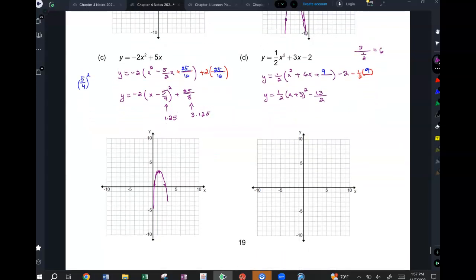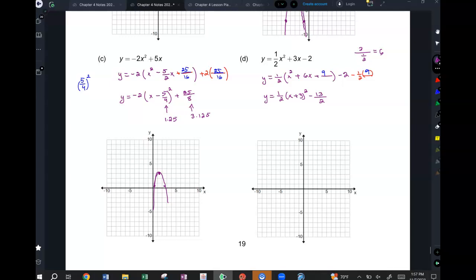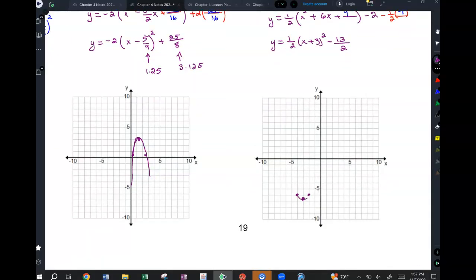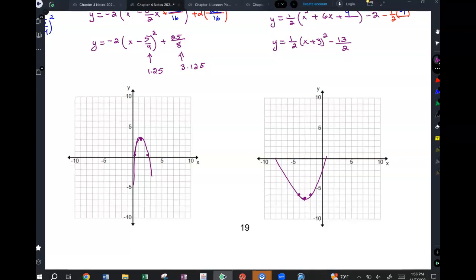Okay, so what's the vertex here? Negative 3, and then like negative 6.5, right? 1, 2, 3 here. So if I go over 1, I actually go up 1/2. So that kind of works for this. So I graph it like this. And if you go over 2, do you go up 1? Yeah. So do you guys see how powerful completing the square is? Right? Like how far reaching it all is. Like you could do so much with this, right?